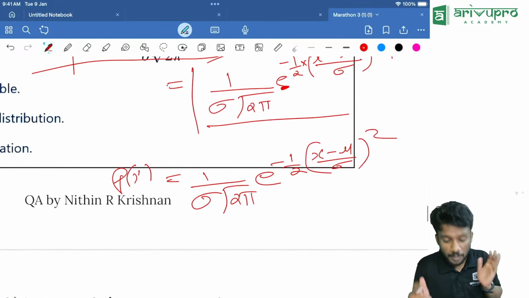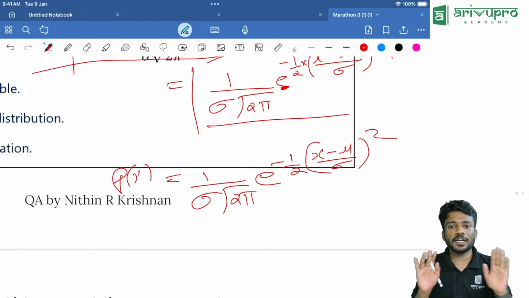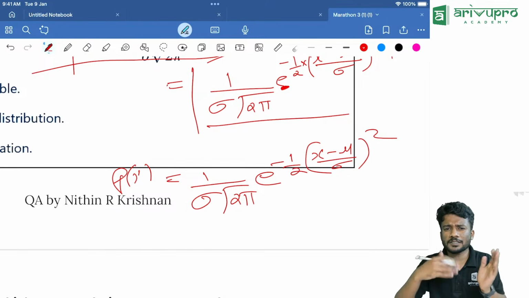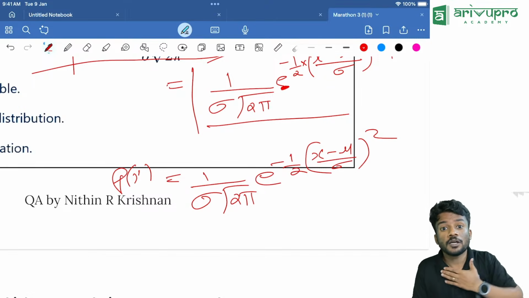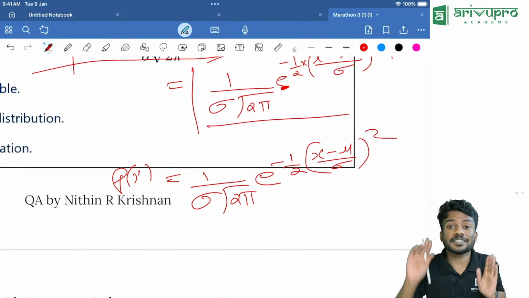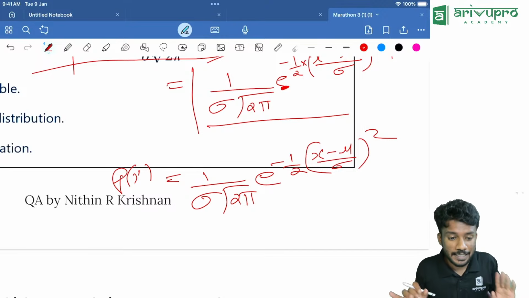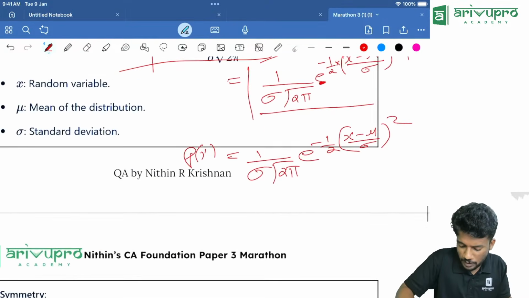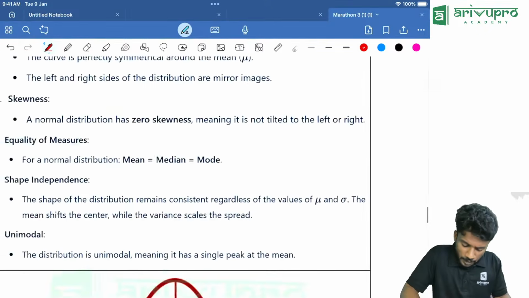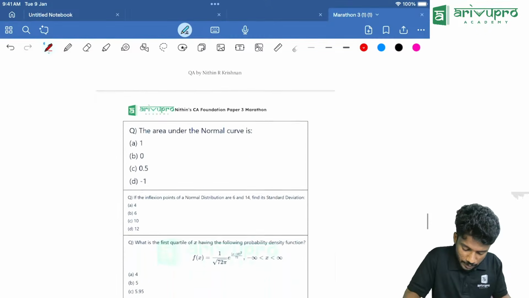Sometimes they will say the normal distribution is given like this: p of x equals 1 by sigma root of something. They will give values, and we need to find mu and sigma at the end of the day. We will be doing questions with the help of this formula. Once again, I'll just take you to the question directly.